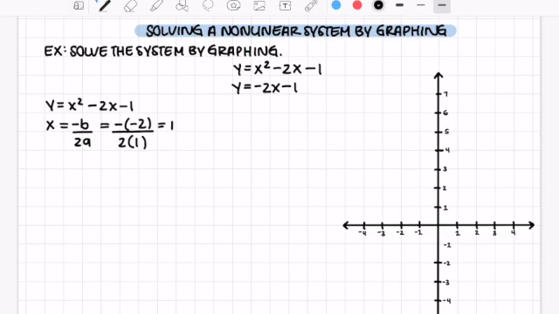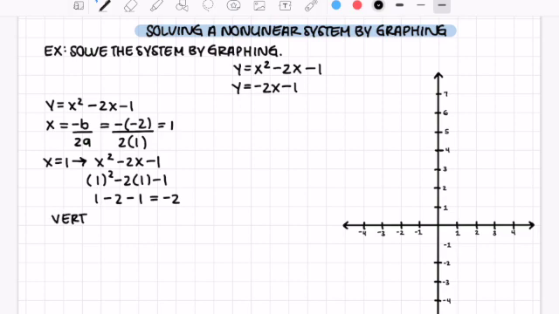Once I get my x value, I can plug it into my equation. So since x equals 1, then I can plug it into x to the power 2 minus 2x minus 1. So I get 1 to the power of 2 minus 2 times 1 minus 1. And then I'm left with 1 minus 2 minus 1. That just equals negative 2. So that would be my y value. So for my vertex, we get 1 comma negative 2. Cool. So let me just plot that on the graph here.